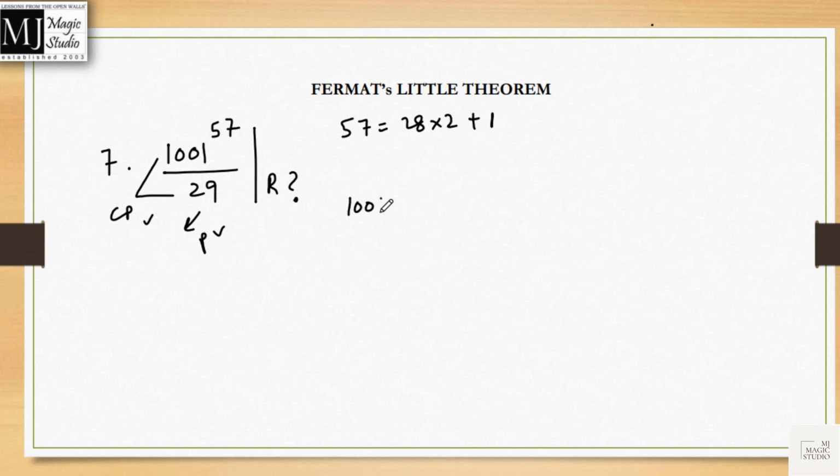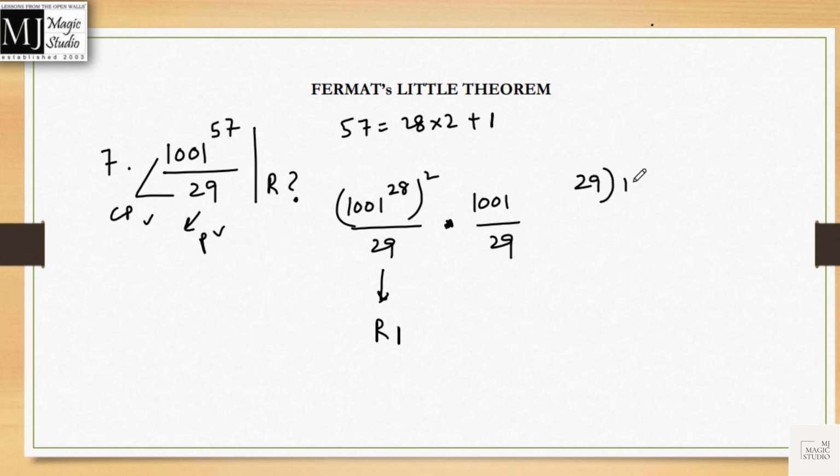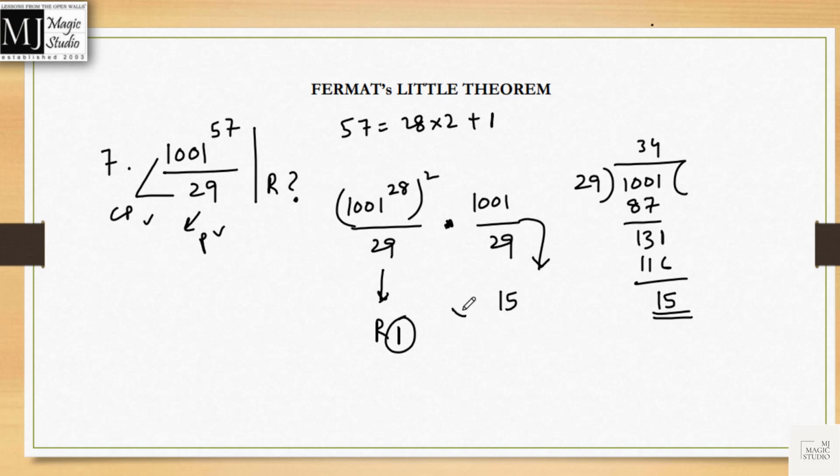So this can be written as 1001 to the power 28 whole square, this is divided by 29. This will give remainder 1. Done. Into 1001 to the power 1 divided by 29. Now we can do the manual division. 29 into 1001. 3 times is 87. Then we have 13, 1. 4 times is 116. 116, 16, 15, 31, 15. We are left with 15. So remainder for this second part is 15. Remainder for first part is 1. So overall remainder is 15.